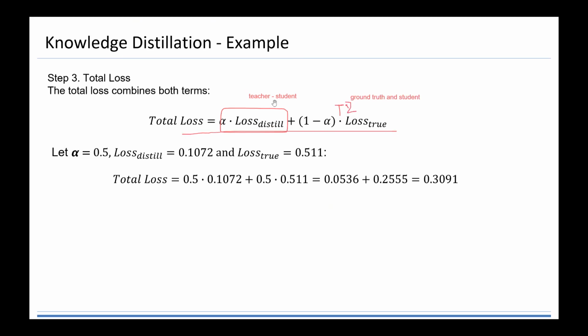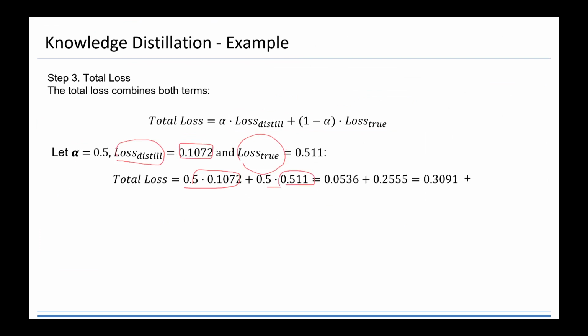So we apply the alpha, which is the weight, and let's assume the alpha is 0.5. So the weight is equal between the loss of distillation and the loss between the ground truth and the student. Then we have 0.5 multiplied by 0.1072 plus 0.5 multiplied by 0.511. Then the total loss is 0.3091. Okay. So is it good?